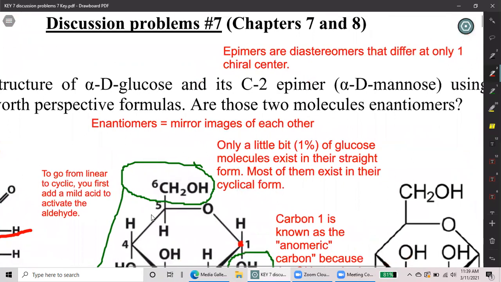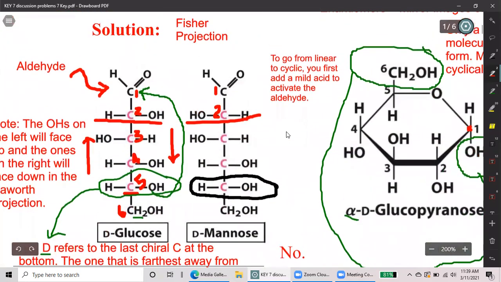I wrote it for you up here. Epimers are diastereomers that differ at only one chiral center. So glucose has several epimers, okay? It just means that the structure is exactly the same, but it's only different at one of the chiral carbons. You can see that these four carbons in purple are all chiral carbons.